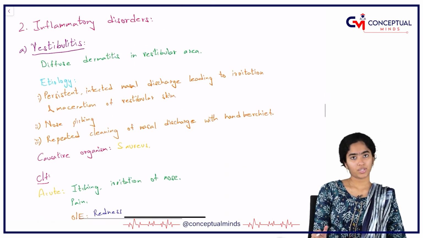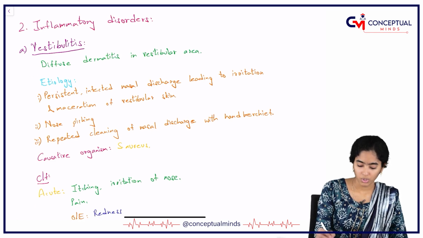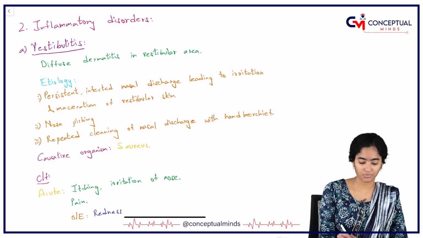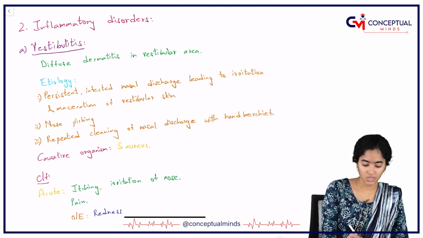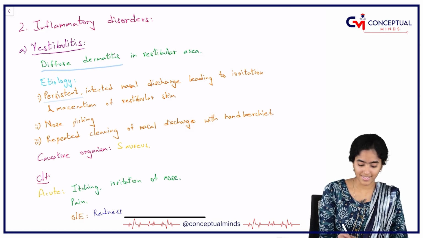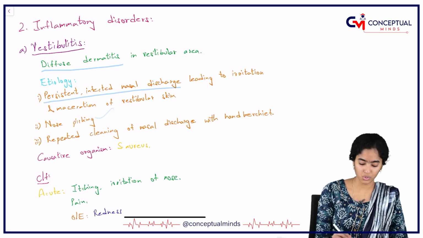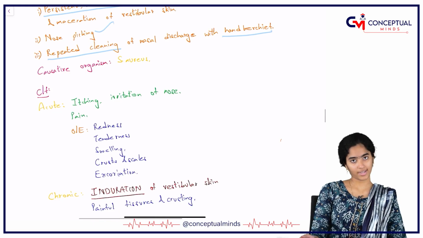Next, we have inflammatory disorders, important among them vestibulitis, first one. What all do you know about vestibulitis? It is diffuse dermatitis and it occurs in persistent infected nasal discharge, nose picking and repeated cleaning with a handkerchief. And causative organism is Staph aureus.